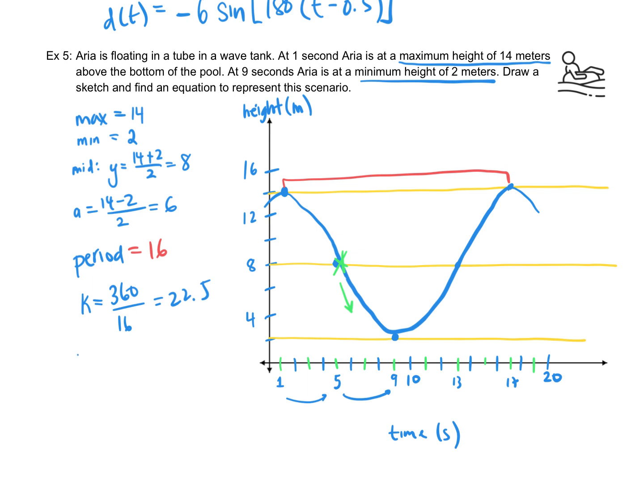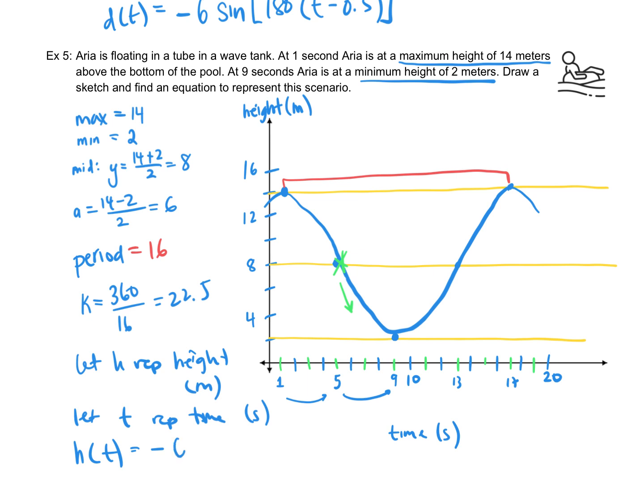But I need my let statements first. So we have let h represent the height in meters, let t represent time in seconds. So h of t. I said there was a reflection because we're going down to the minimum from our starting point. The amplitude is 6. Sine, our k value is 22.5, and our starting point is 5 seconds to the right, so t minus 5. And our central axis, positive 8.